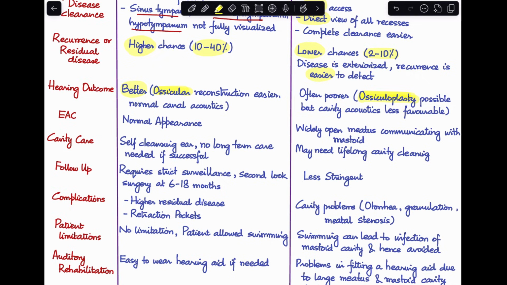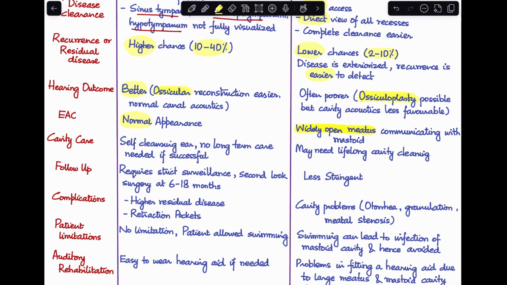Next, looking to the appearance of the external auditory canal. So, in canal wall up procedure, the external auditory canal obviously looks normal because we have tried to maintain the anatomy over here. Whereas in canal wall down procedure, we have a widely open meatus which is communicating with the mastoid posteriorly. So, we see a huge cavity right over there.